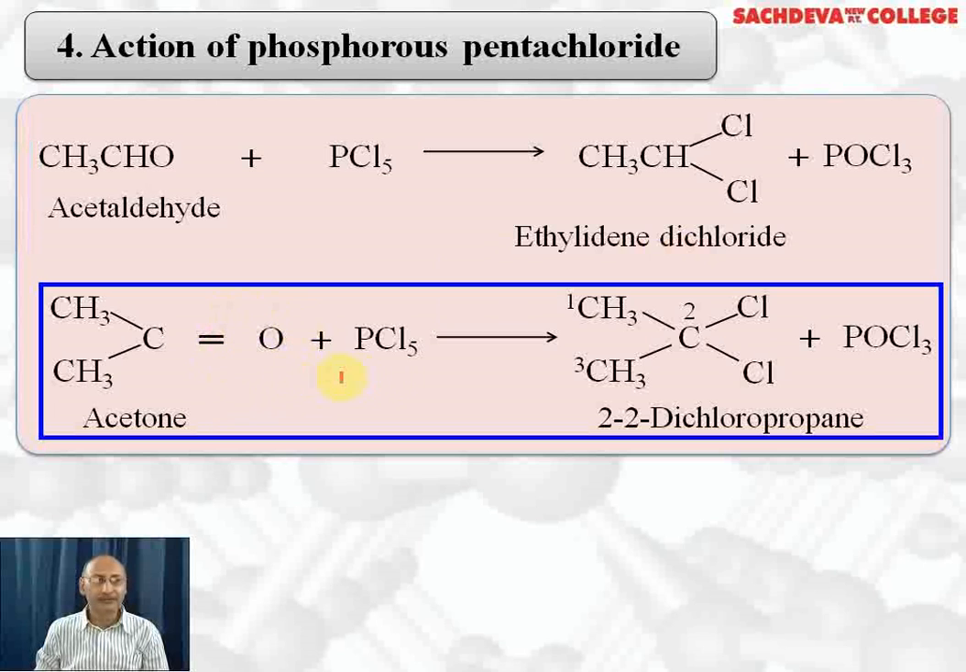Acetone reacts in the same manner. This oxygen reacts with PCl5 to form POCl3. 2 chlorine get attached to this carbon. Again we get geminal dihalides. It is 2,2-dichloropropane. Common name is isopropylidene dichloride.